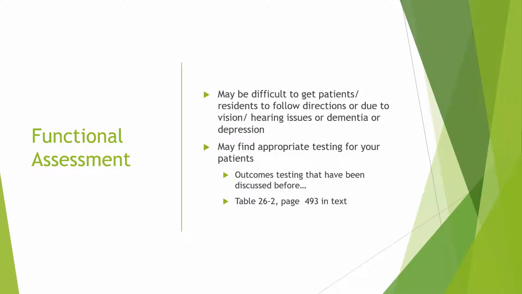Functional assessment might be difficult, as it can be hard to get these patients or residents to follow directions due to vision or hearing issues, maybe even dementia or depression. And you might find appropriate testing for your patient based on outcome testing that you've done before and are familiar with. Table 26.2 on page 493 in your text provides a number of different functional assessment tests that you can do on these patients. Because again, maybe manual muscle testing isn't quite the appropriate thing to do for your patient. You need to come up with a functional assessment to assess where they are today and to assess them into the future as well.